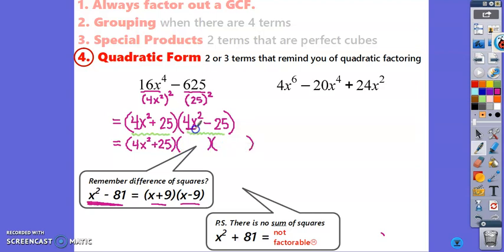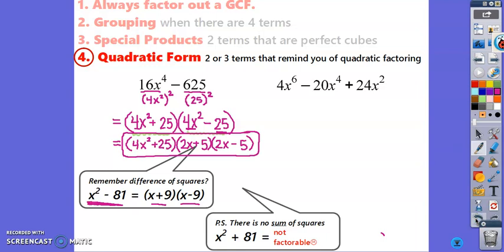What times what to make 4x squared? 2x and 2x. What times what to make 25? 5 and 5. Make one positive and one negative. And that is our final answer. It'd be nice if we could break all of these terms down to linear, but in that case I had to leave that one quadratic. But your goal is to factor that all the way down if you can.